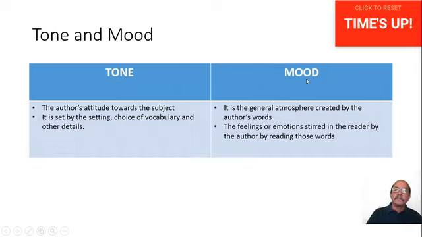And the mood is the atmosphere created by the writer. How do you feel after you have read the passage? Now, the general atmosphere created by the author's words, or the feelings and the emotions stirred in the reader. All right. So this is the difference between both. The tone is the attitude of the author. The mood is your attitude when you read what the author has said. All right.